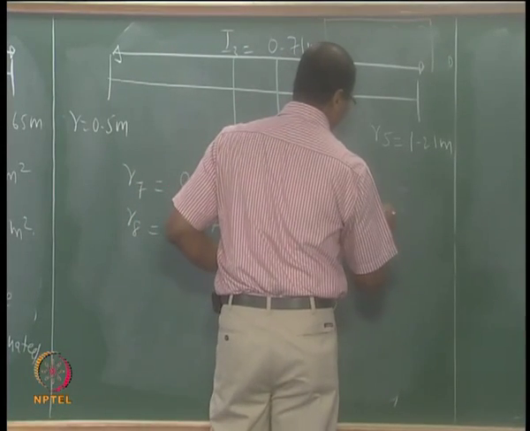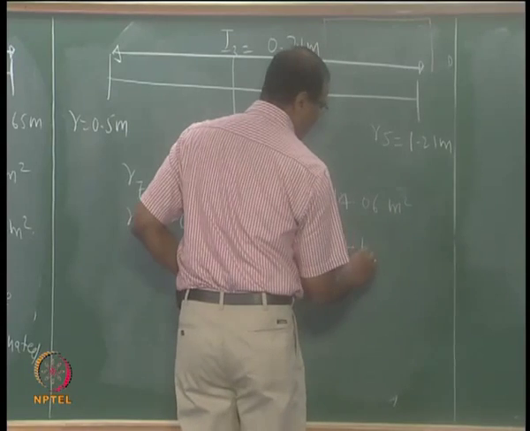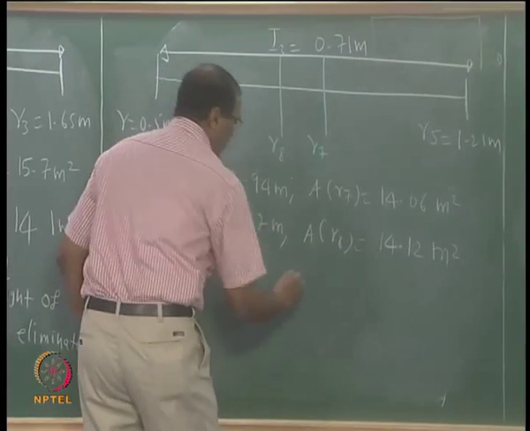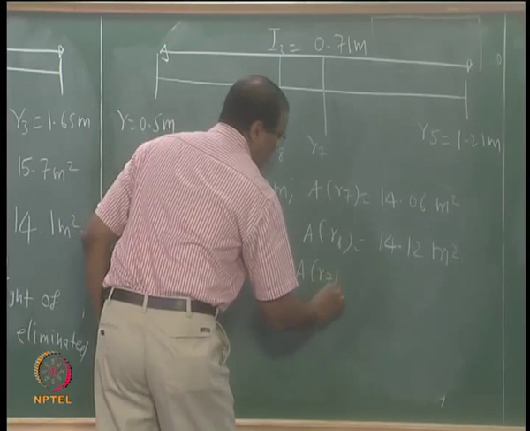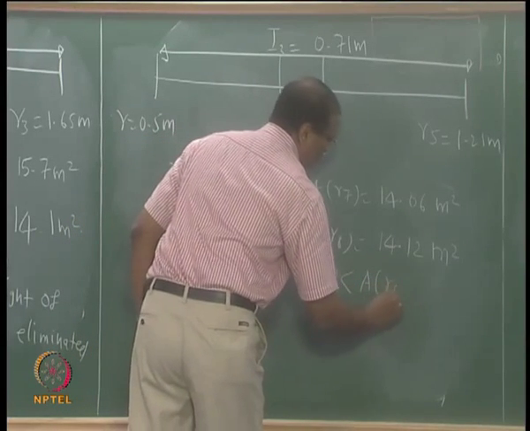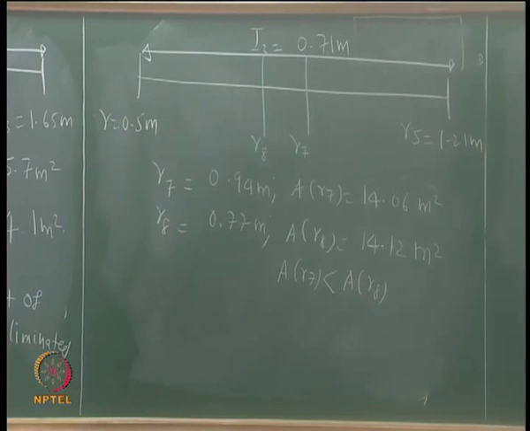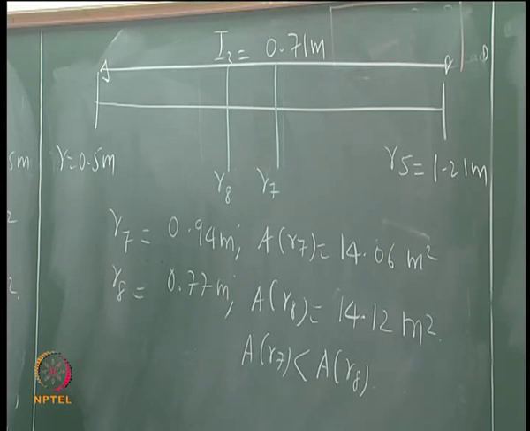Now we have to get 14.12. So A of R7 is less than A of R8 for a change. So the region to the left of R7 can be eliminated. No, the region to the left of R8, correct.